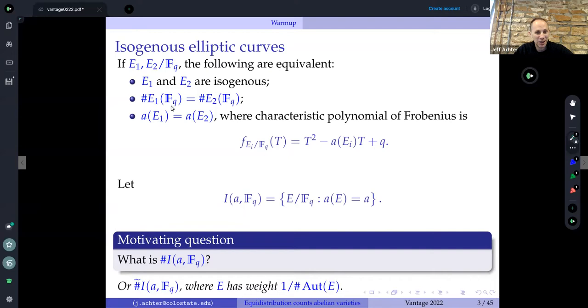So this Frobenius polynomial always has the form t squared minus a t plus q, where a is the trace of Frobenius, and q is that q. And then two elliptic curves are isogenous exactly if this number a is the same. So I can specify an isogeny class by saying, all right, this is my field and this is my trace of Frobenius. And the isogeny class is all the elliptic curves with this trace of Frobenius and not some other. And so the question I'm after is, what is the size of this set? Or we could count like professionals and weight everything with one over the size of the automorphism group.